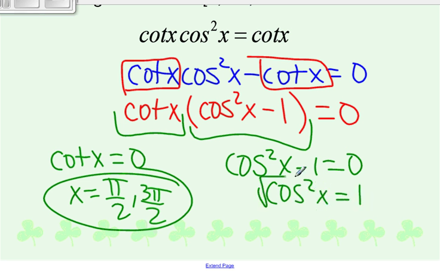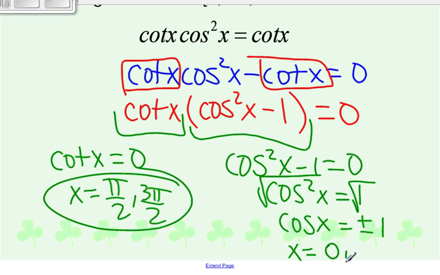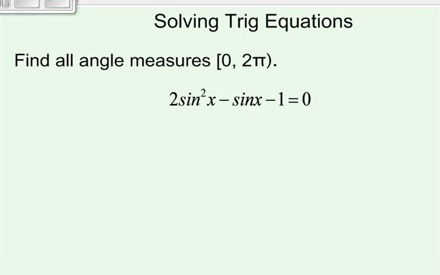And then we're going to take the square root of both sides. So we get cosine of x equals plus or minus 1. Okay, which when cosine is 1, it's going to be 0 and pi. We are not including 2 pi here because that is our domain. Our domain is going to be from 0 to 2 pi, not including 2 pi. So there we have our 4 solutions for that one.